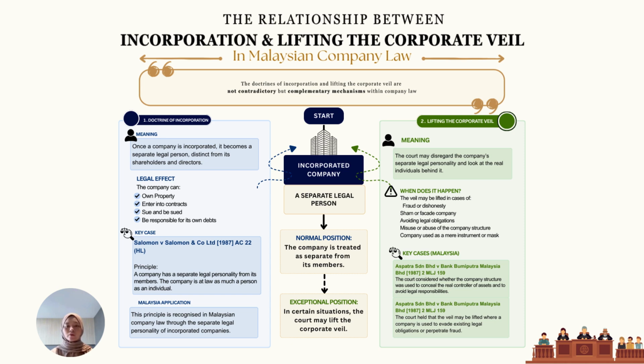For example, when the company is used for fraud, dishonesty, avoiding legal obligations, or when the company is merely a mask to hide wrongdoing. One relevant Malaysian case is Asapatra Sdn Bhd v Bank Bumiputra Malaysia Berhad. In this case, the court considered whether the company structure was being used to conceal the real controller of assets. Another useful case is Prest v Petrodel Resources Limited, where the court explained that the veil may be lifted when a company is used to evade existing legal obligations.